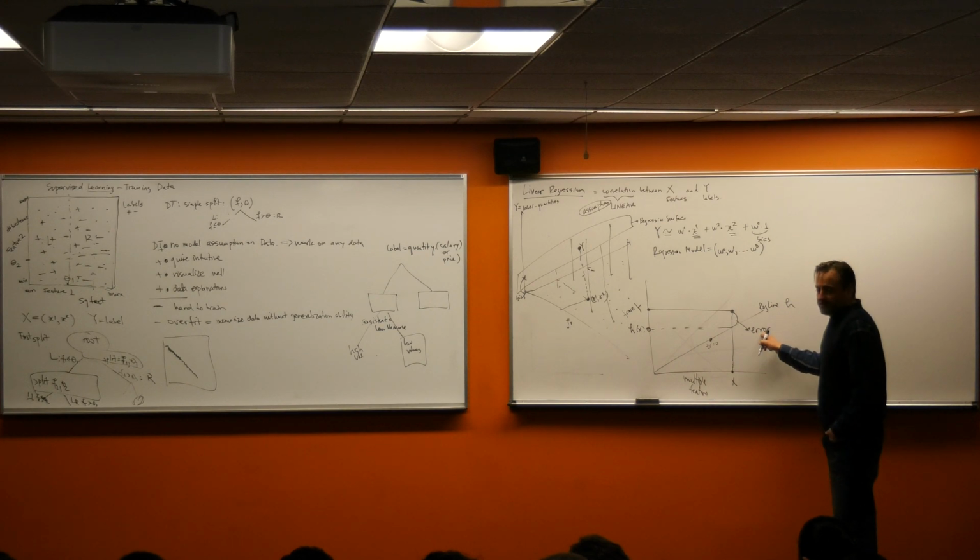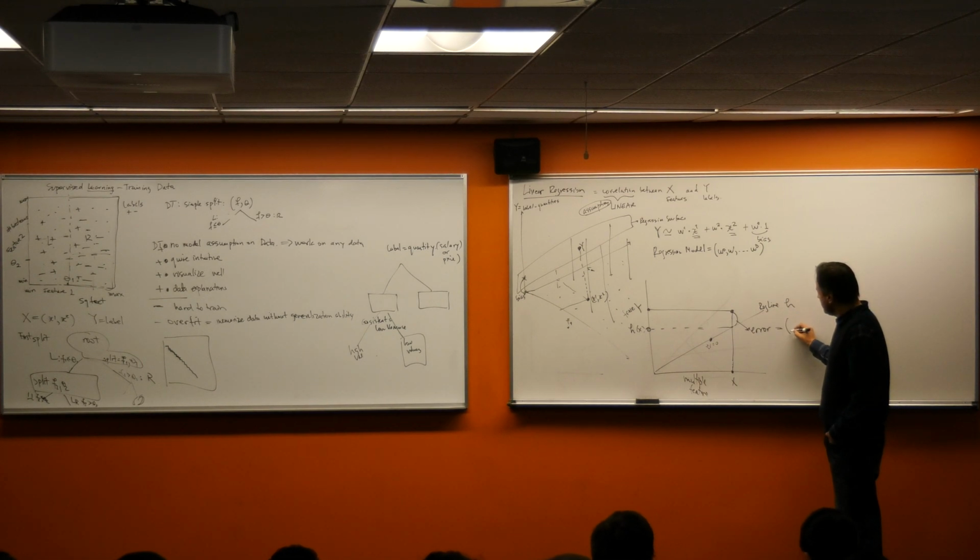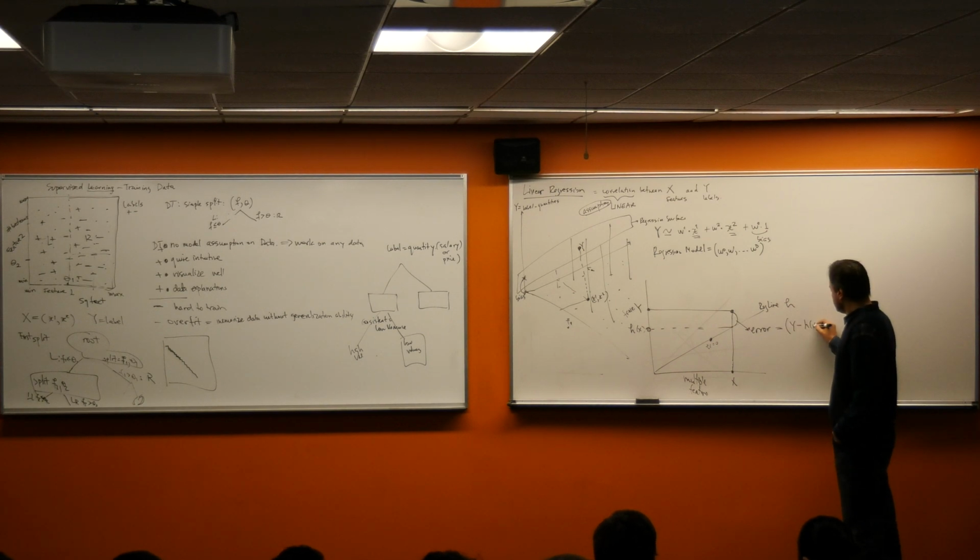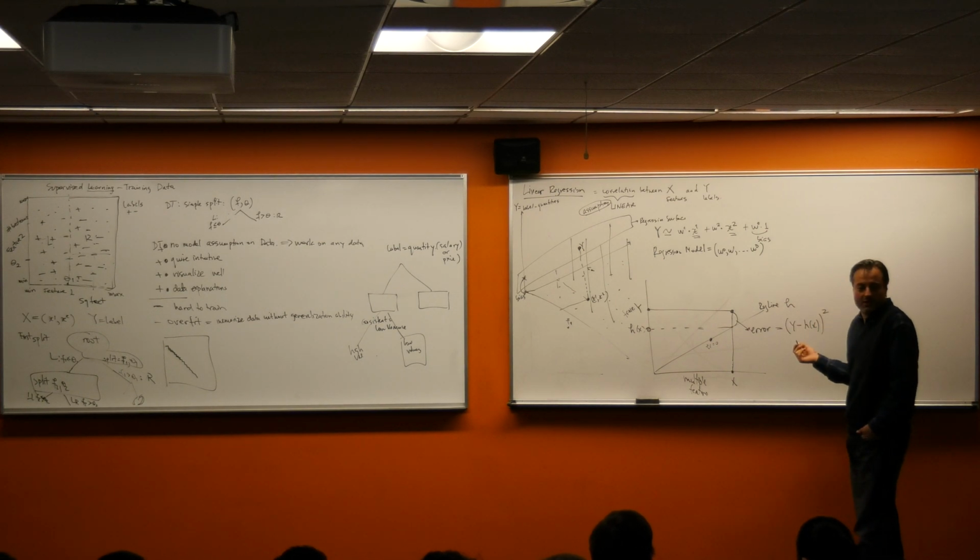So this error, we have a standard way of measuring it. Somebody said the error should be what? Some smart person figured out that the error should be y minus y-hat, squared. Square. It's easy to do negative, positive, if it's negative or minus.